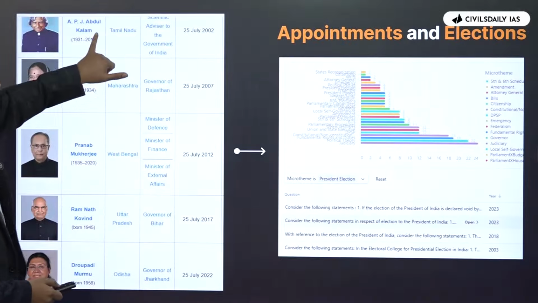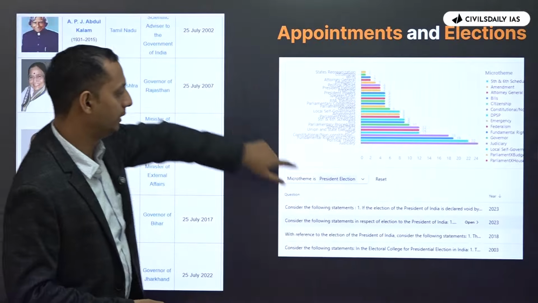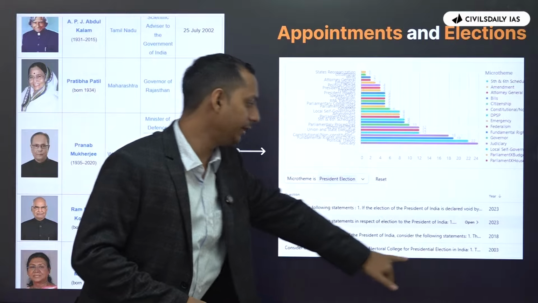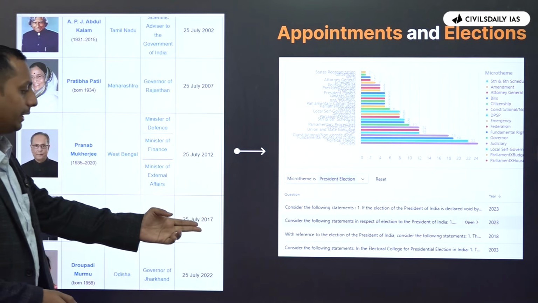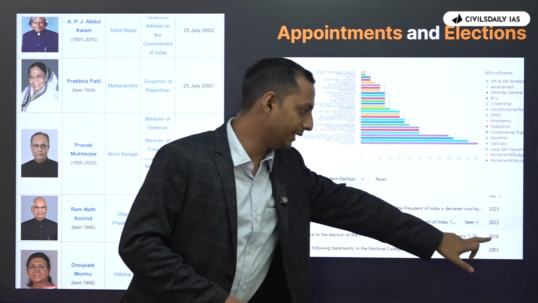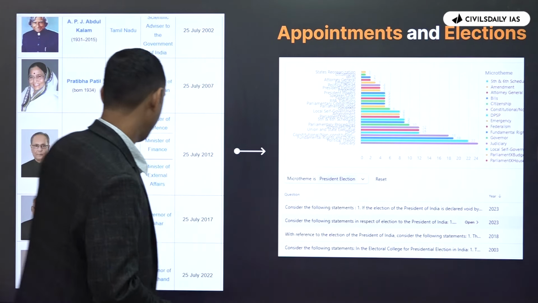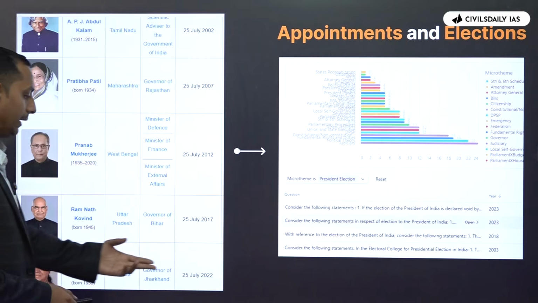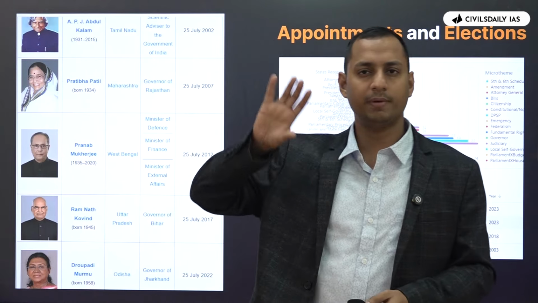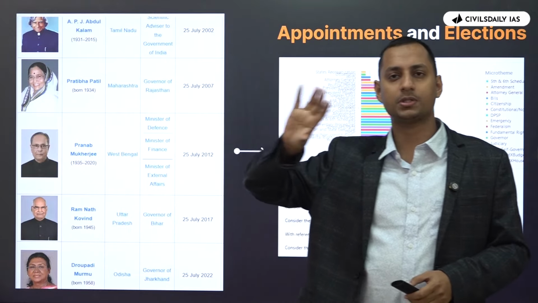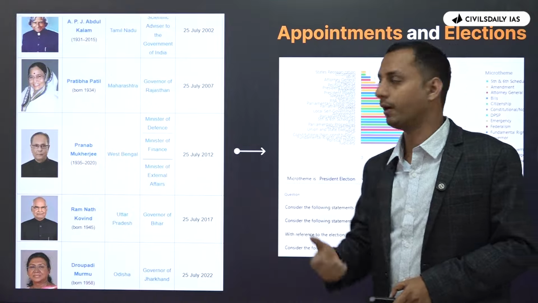Here you can see that Abdul Kalam was elected in 2002. Then the question came in 2003. Pranab Mukherjee, Ramnath Kovind got elected in 2017. So in 2018, you have the presidential question. And our current president got elected in 2022, and the two questions came with respect to the presidential election in 2023. So mostly when the elections, appointments, Supreme Court judgments all take place, you have to focus on that more.